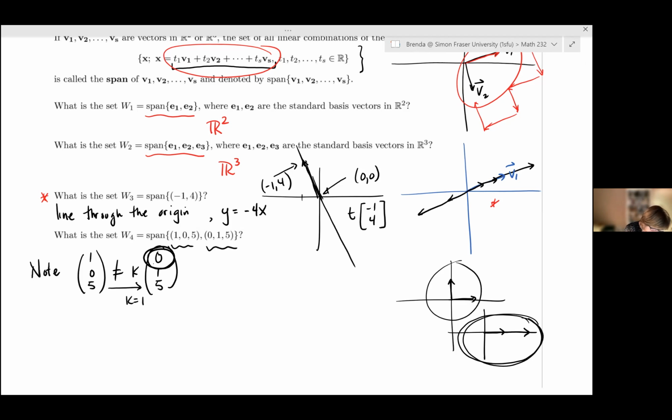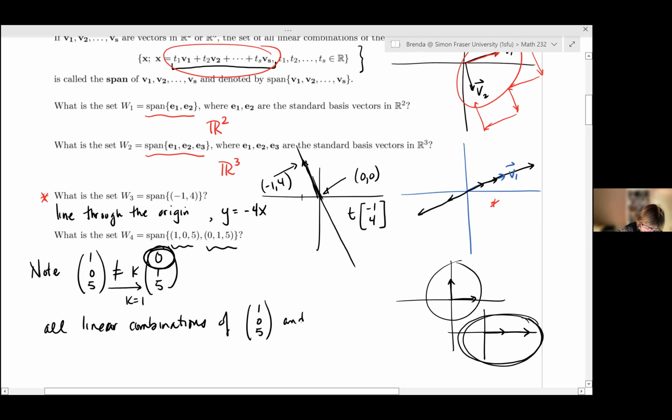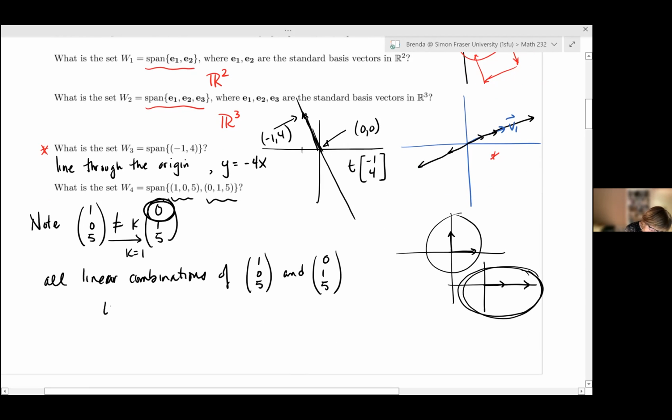So once we've established that one is not a multiple of the other here, the span W4 is all linear combinations of (1, 0, 5) and (0, 1, 5). And how do we write that? We write that this way: t times (1, 0, 5) plus s times (0, 1, 5). First thing you can see is, of course, if t is 0 and s is 0, then (0, 0, 0) is in this set. So it goes through the origin.